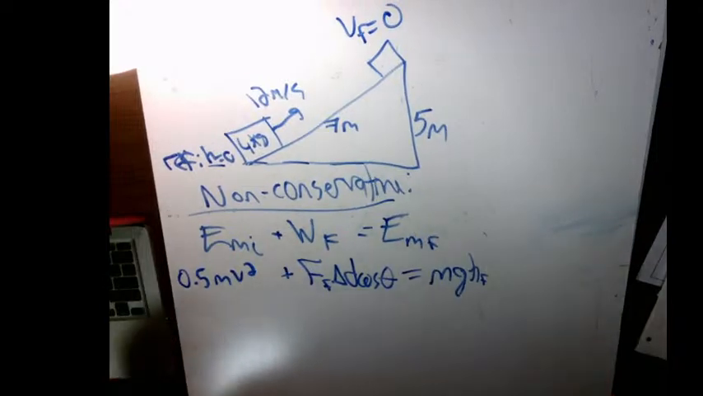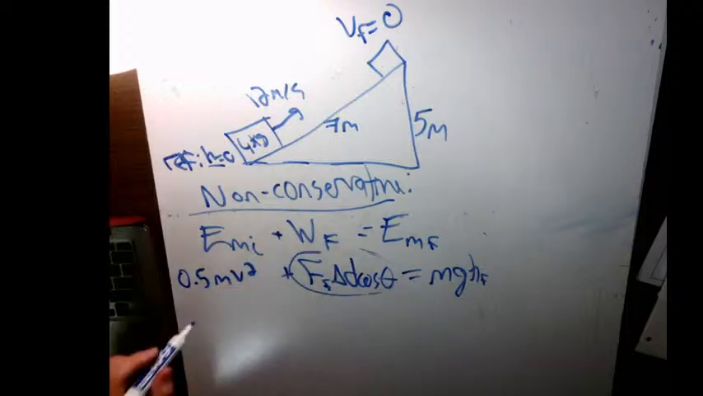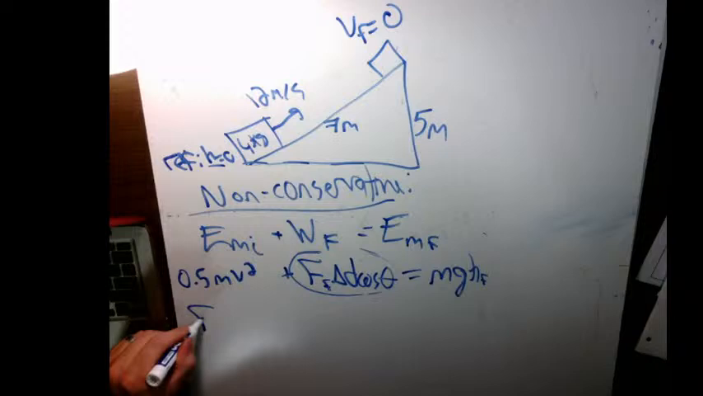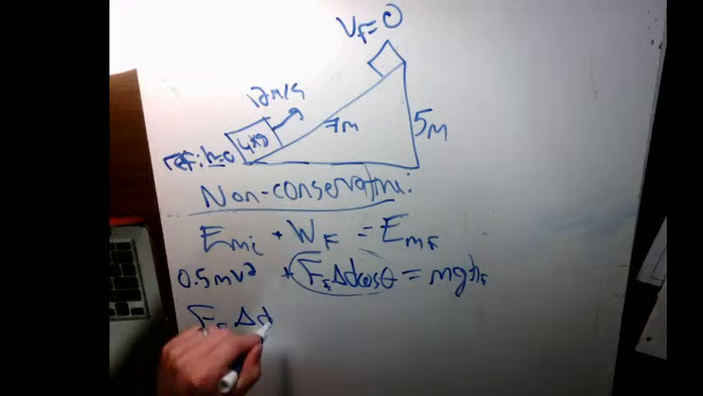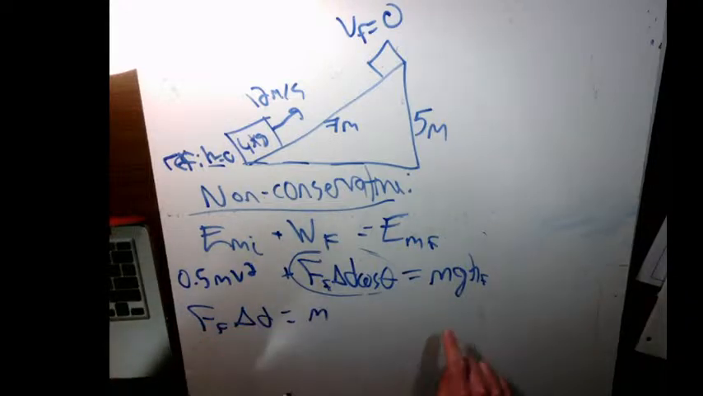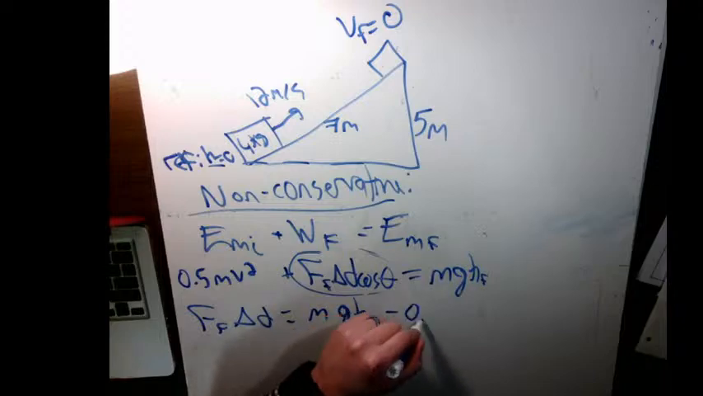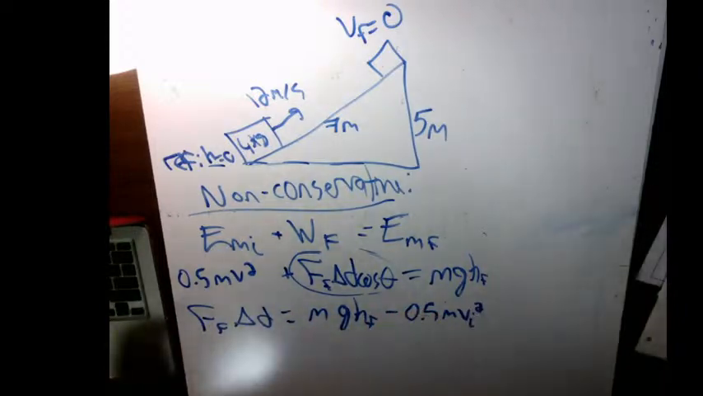Okay, let's throw in our numbers. Let's rearrange it first, actually, to solve for this force. So force of friction is what we're looking for. We know force of friction times our displacement is going to be equal to our gravitational potential energy minus our kinetic energy at the start.